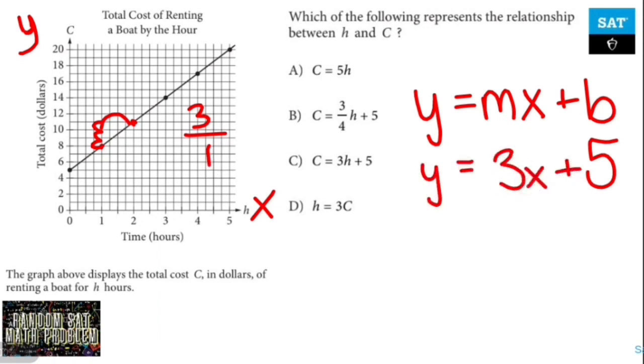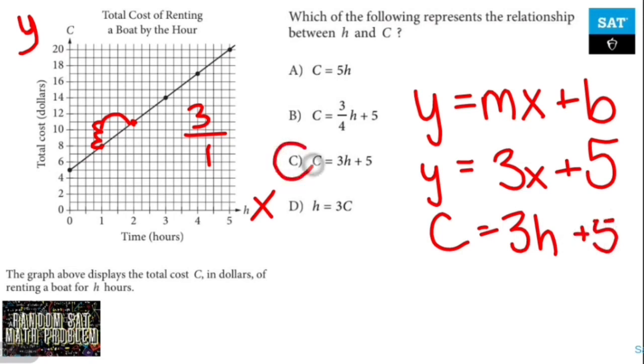But remember, the first thing I did with this problem is I said, let's make believe, since h is the x-axis, that x is h, and that y is c. And there's our guy right there. Fun. Functions.